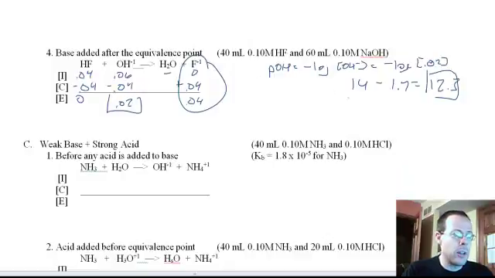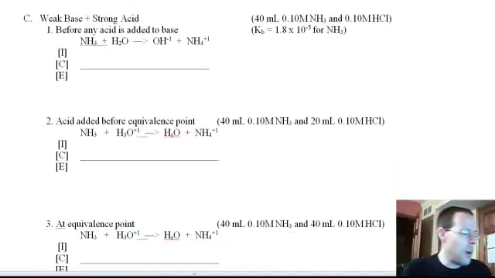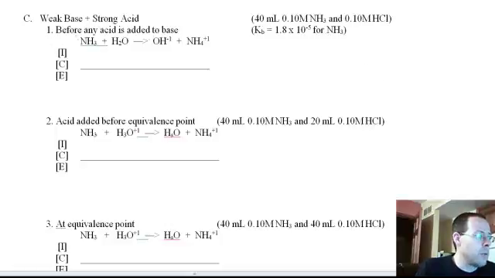Alright, so similar things for this next little section. Weak base plus strong acid. Now our weak base is going to be ammonia, and our strong acid is going to be HCl. So before any acid is added, we have 0.1 molar ammonia. Water doesn't matter. Our OH, we have 0. Ammonium, we have 0. This is a weak base, so it's not going to completely dissociate, so it's going to come apart just X. Positive X, positive X. Over here we're going to do 0.1 minus X. We have X and X.